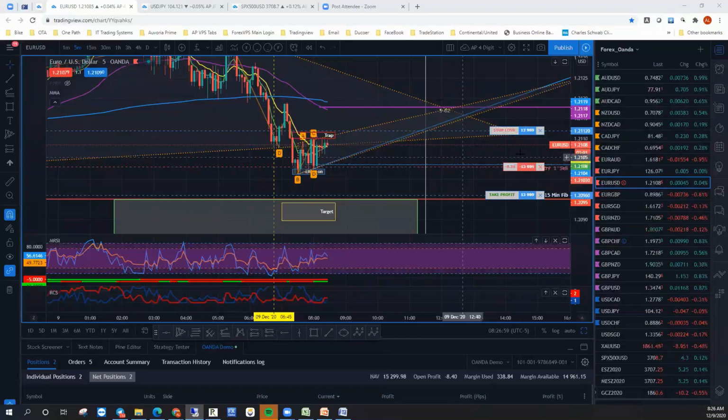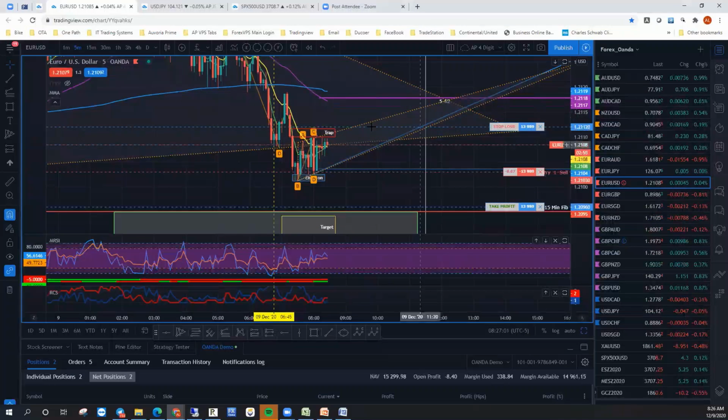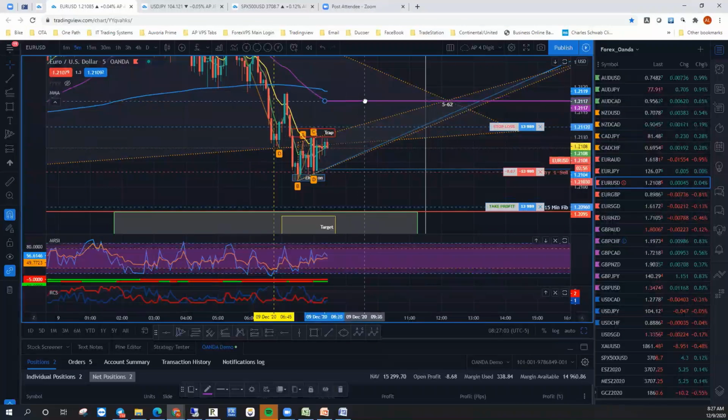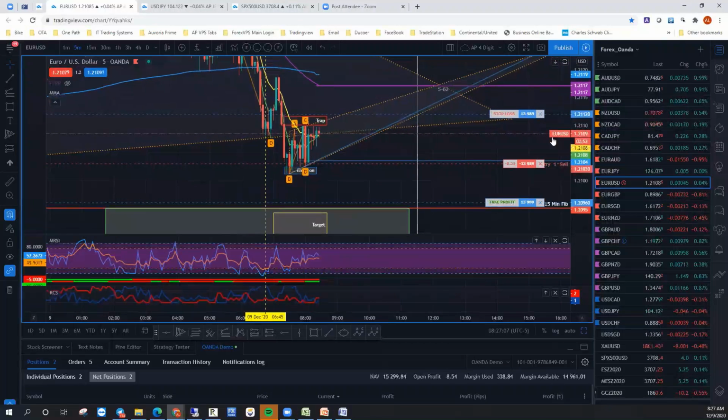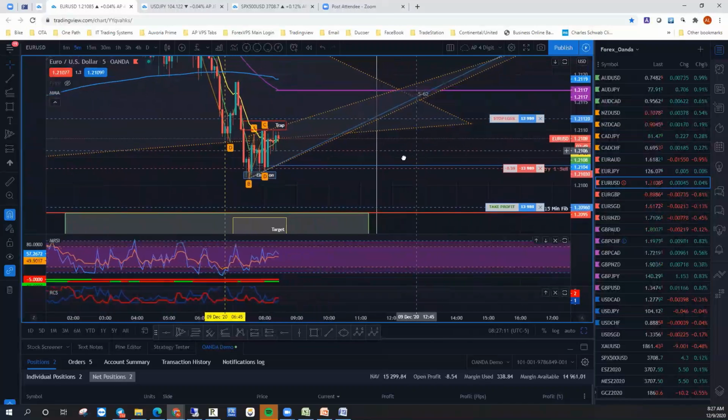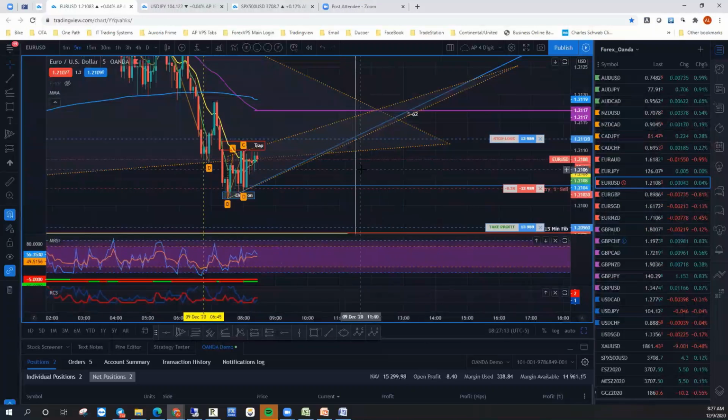And a lot of people don't even like trading the Euro US. It seems to be the one that everybody trades. I'm not sure why, but it seems to be that way.